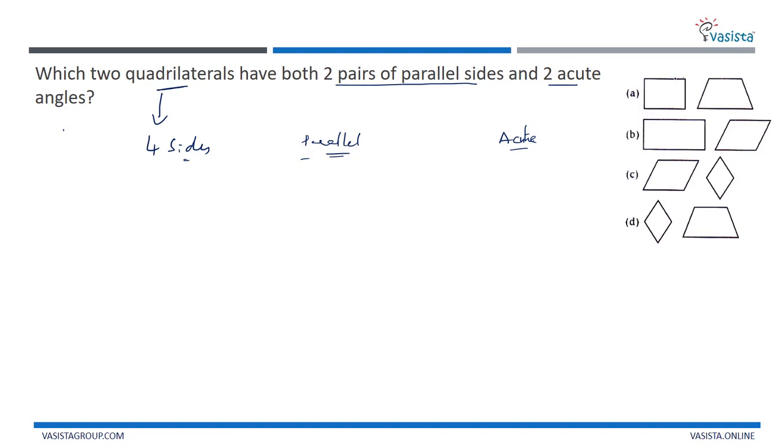So A, if you take, this is going to be a 90 degree. So this is not possible. So this is not possible. Here this is also 90 degree. We leave it. Now we are supposed to take only C as well as D.